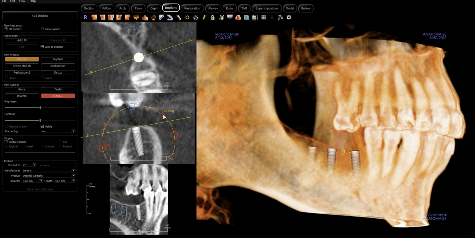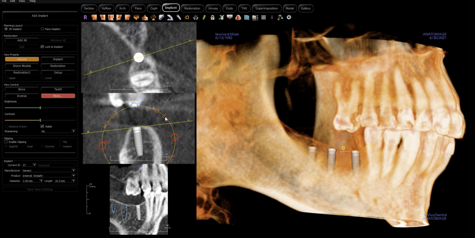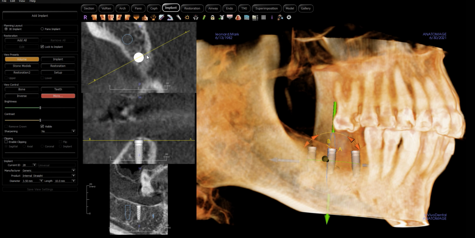Here, just for the exercise's sake, I want to try to do this in a non-splinted manner. So let's have the discussion about if this implant was by itself, what would we do? There's your answer right there. All right, we have plenty of bone. We don't need a graft there. Then I go to the next implant.